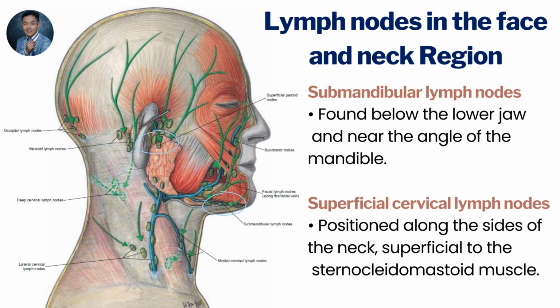Superficial cervical lymph nodes are positioned along the sides of the neck, superficial to the sternocleidomastoid muscle. They are a collection of lymph nodes along the external jugular vein on the superficial surface of the sternocleidomastoid muscle. They primarily receive lymphatic drainage from the posterior and posterolateral regions of the skull through the occipital and mastoid nodes, and send lymphatic vessels in the direction of the deep cervical nodes.